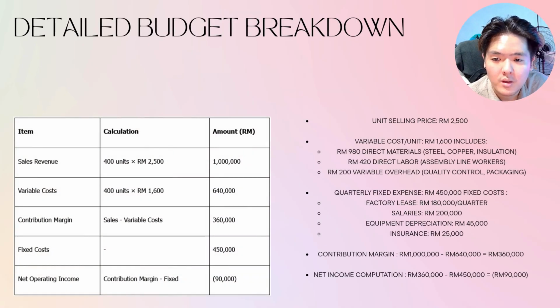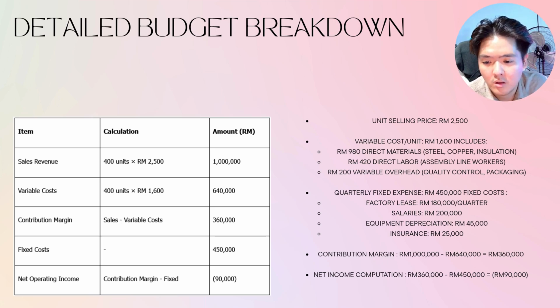So, from here, we can see the detailed budget breakdown for InnoTech. You can see the items: we have sales revenue, variable costs, contribution margin, fixed costs, and net operating income. For the calculation, we have 400 units times the unit selling price. For the sales revenue, it is 2,500, and for the variable cost, it is 1,600.